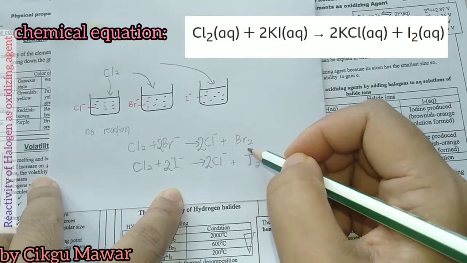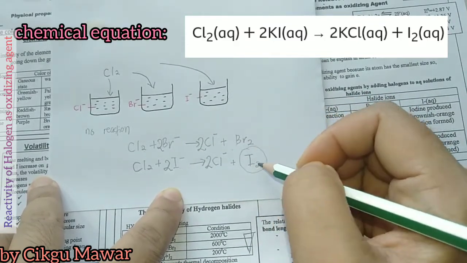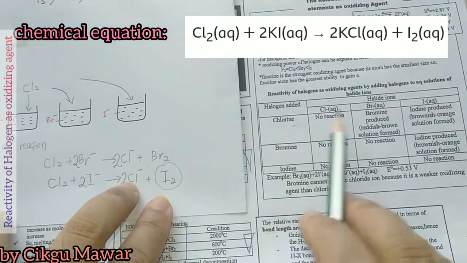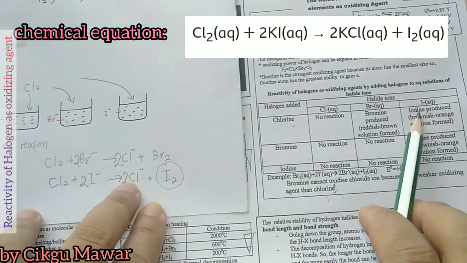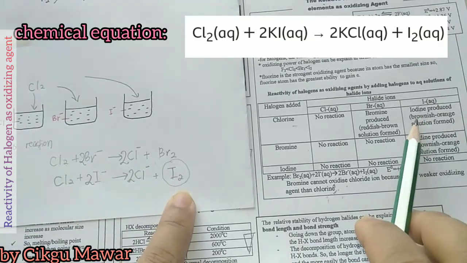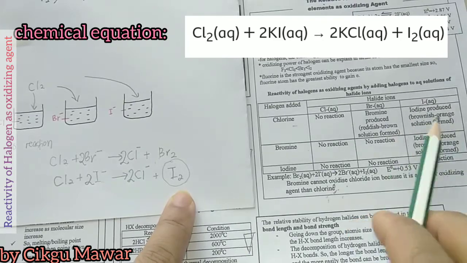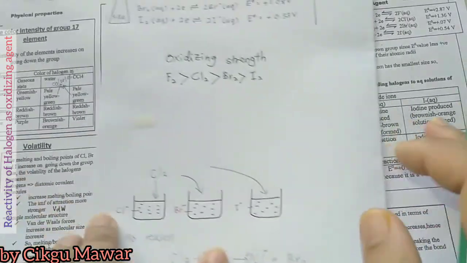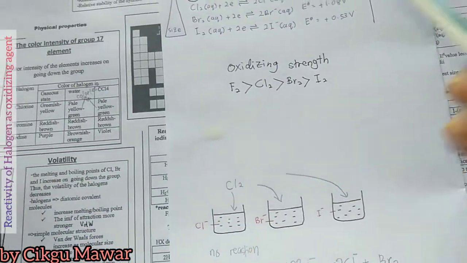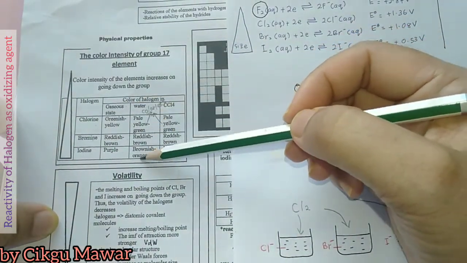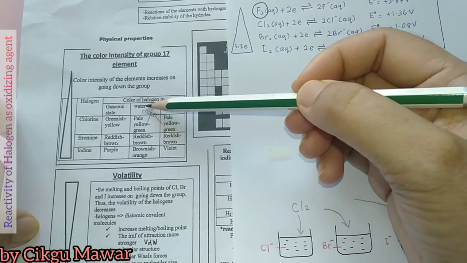So what is the observation here? Refer to the chem book. Chlorine, when we pour into the iodide ion, iodine will be produced. The observation is that a brownish orange solution will be formed. This time we must refer to the color in water, because it is aqueous.